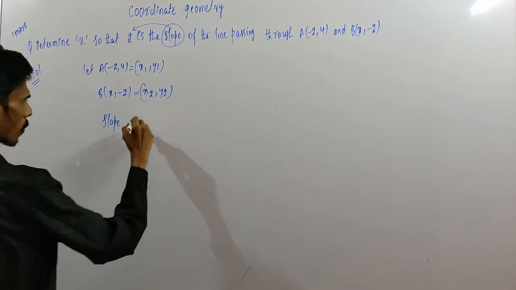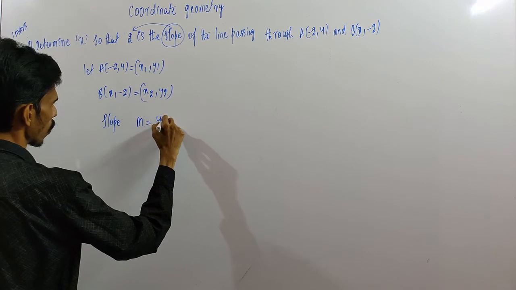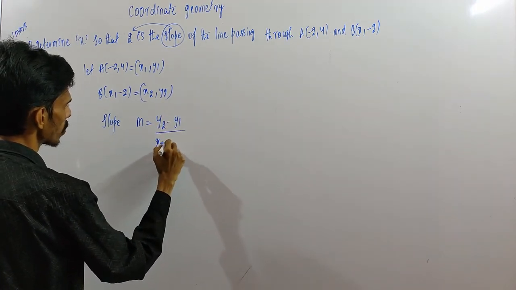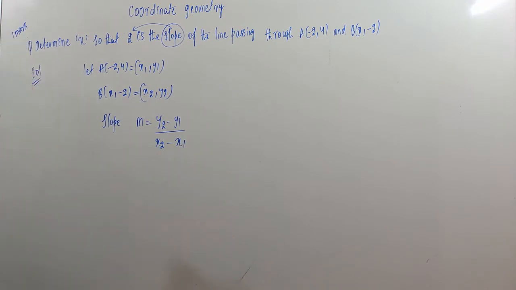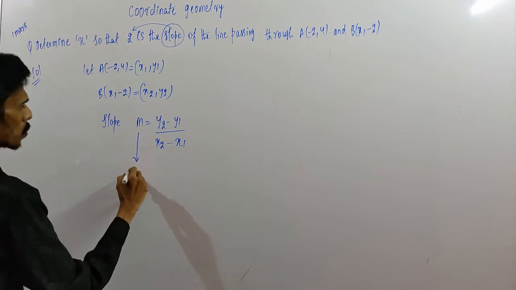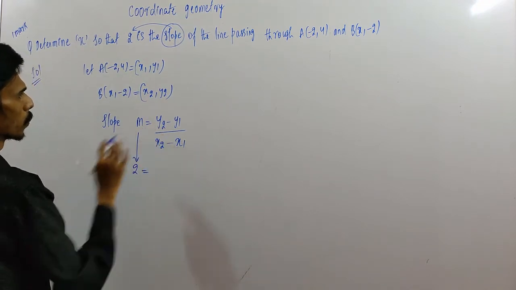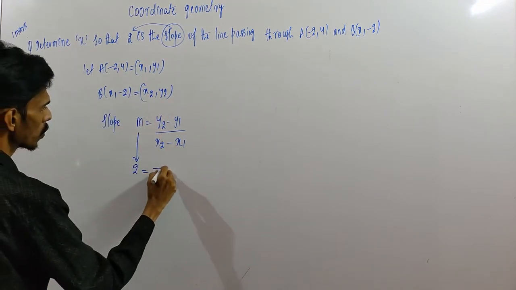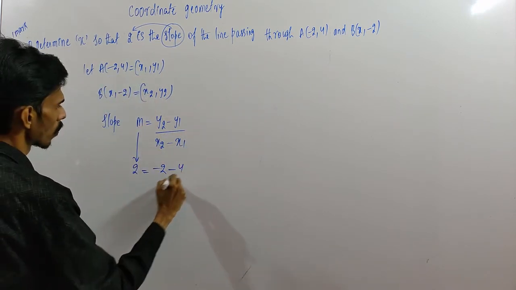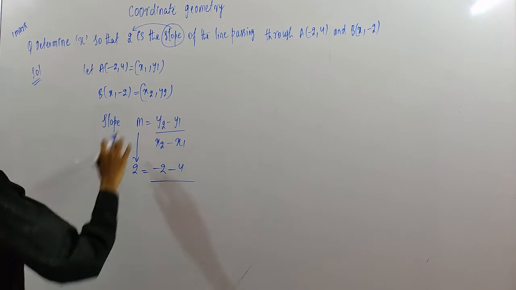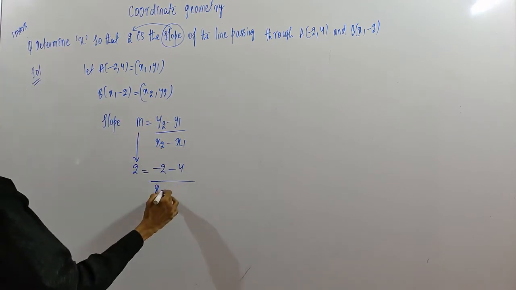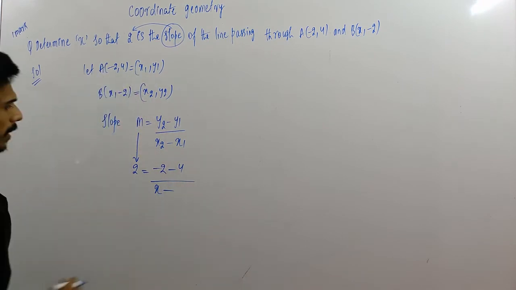For slope we have formula m is equals to y2 minus y1 divided by x2 minus x1. Now the value of this m is given as 2. 2 is equals to y2, y2 value is minus 2. We have minus here y1, y1 value is 4, divided by x2, x2 value is x, minus x1, x1 value is minus 2.